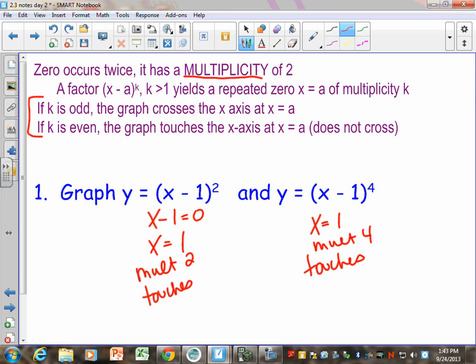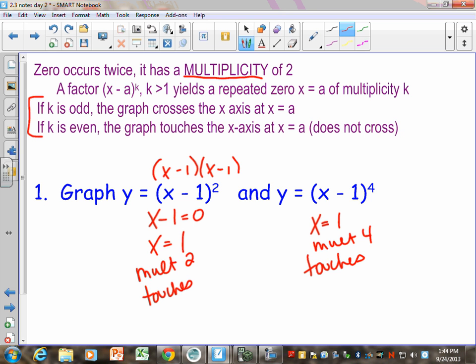Yes, Maddie? So to determine the multiplicity, you just look at the power? Always, yes. It's whatever the power is. You can think about this as x minus 1 times x minus 1, so it counts 2 times. We say it has a repeated 0 because it's 2 times, or the power is 2. That's why it's a multiplicity of 2. It's always just the power. That's why this one has a power of 4. It has a multiplicity of 4, because there's really 4 of them there.